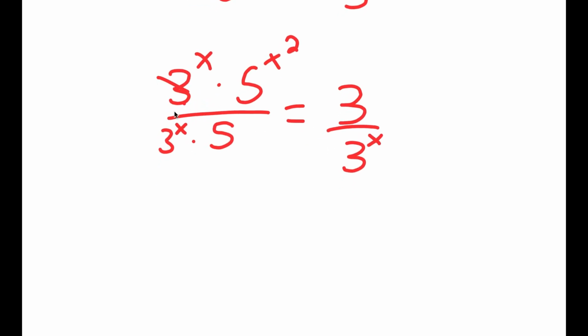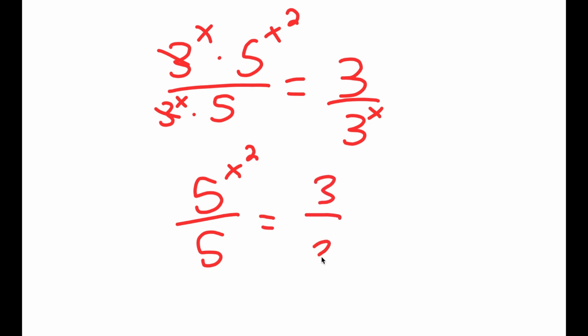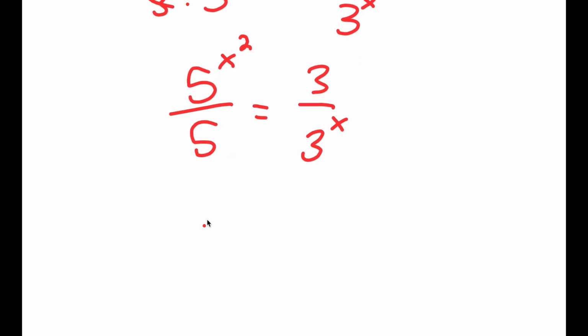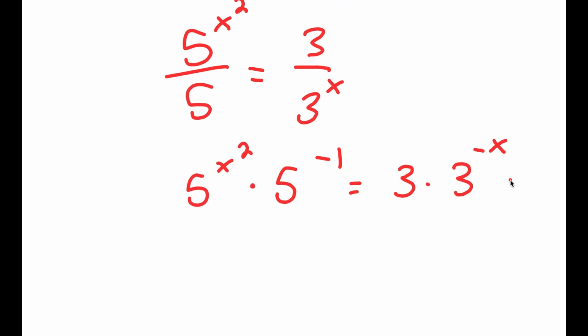Now 3 to the power of x and 3 to the power of x cancel out, so I'm left with 5 to the power of x squared over 5 is equal to 3 over 3 to the power of x. Now 5 as a denominator, that's the same thing as 5 to the power of negative 1. And this is equal to 3 times 3 to the power of x as the denominator, which I can rewrite as 3 to the power of negative x.